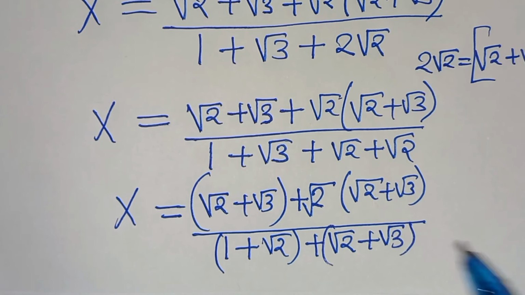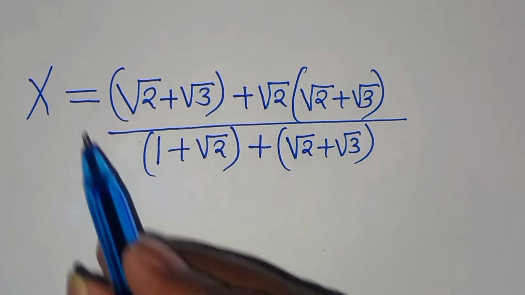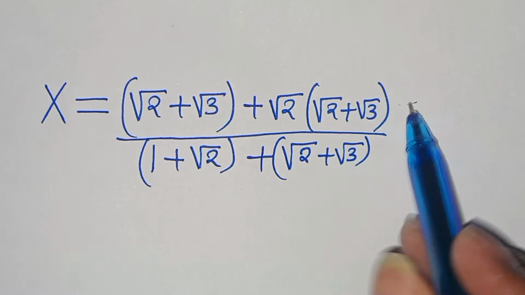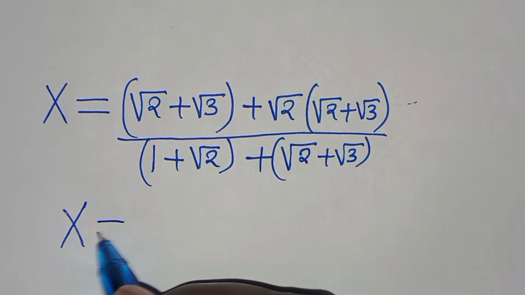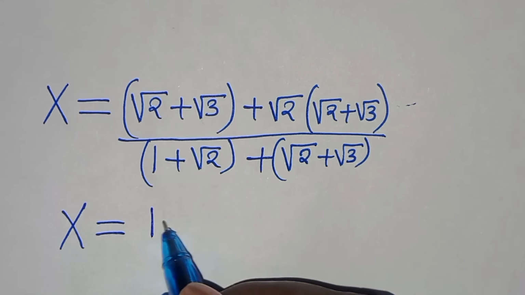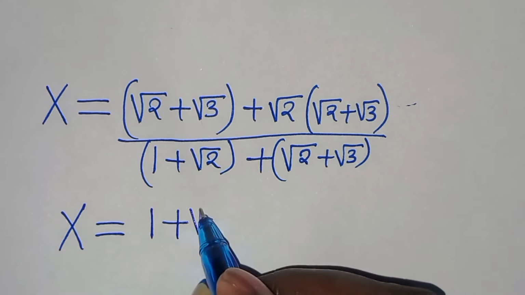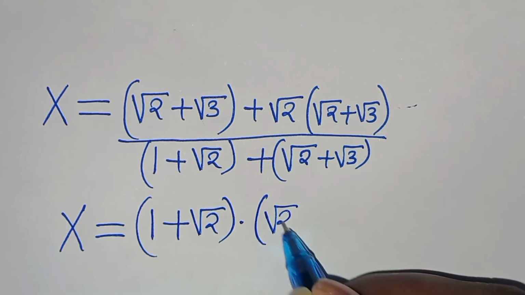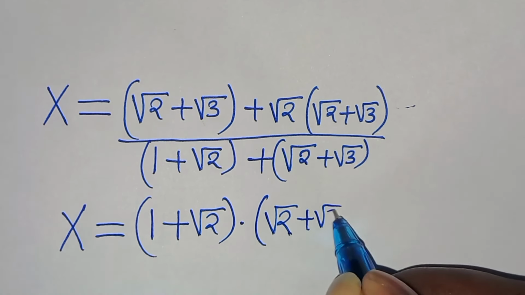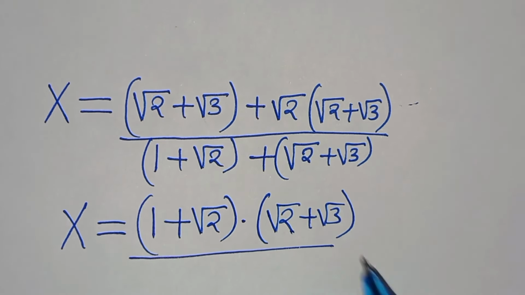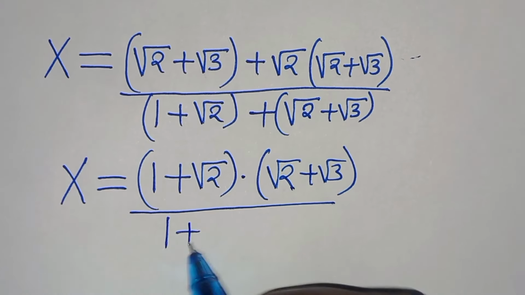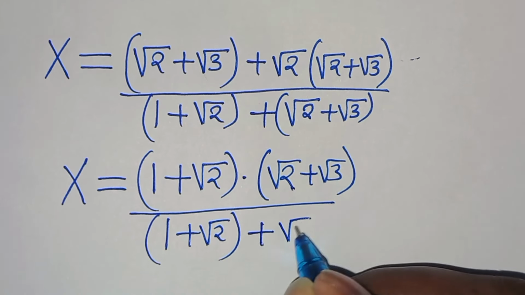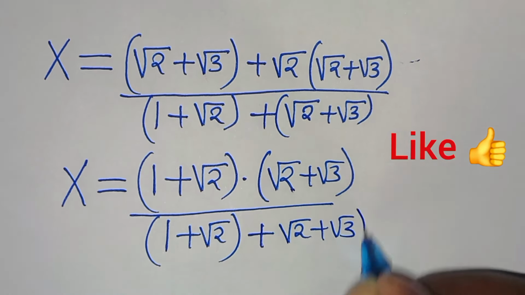Close the parentheses. So this implies that, now since square root of 2 plus square root of 3 here is common, we can factor out such that now we have 1 plus square root of 2 multiplied by square root of 2 plus square root of 3, divided by, now in the denominator we have 1 plus square root of 2, then plus square root of 2 plus square root of 3.